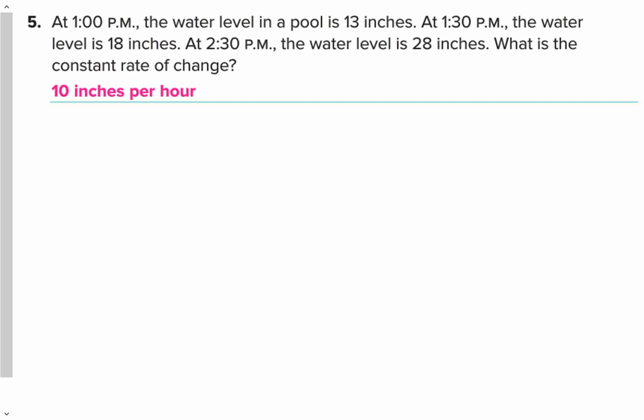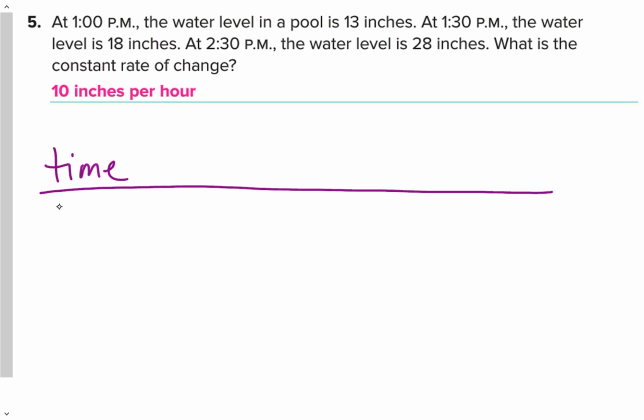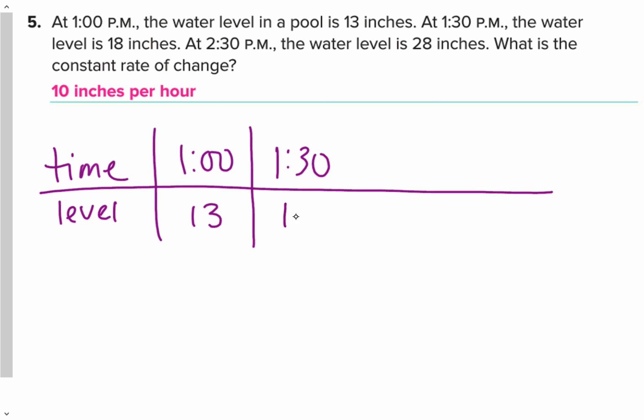Okay, so again, I like to put this in a chart because it's easier for me to see. And then I can say the level. Okay, so we have 1 o'clock p.m. and that was at 13 inches, 1:30, and that was at 18 inches, and then at 2:30, it was at 28 inches.